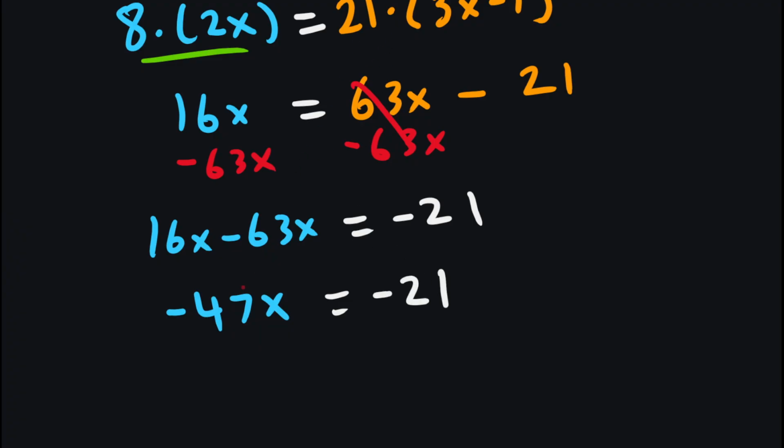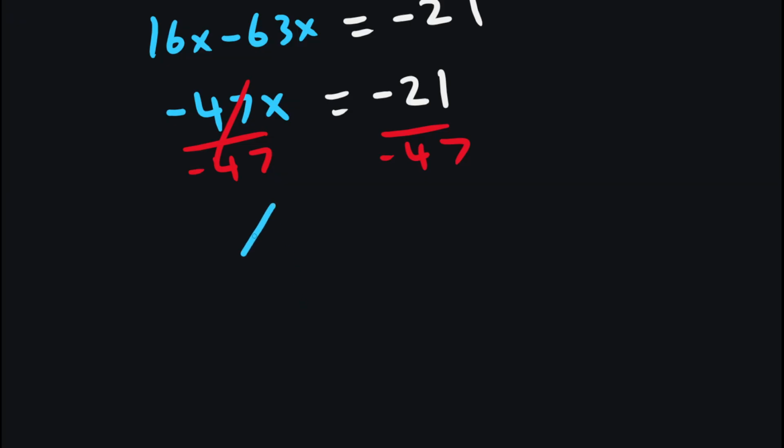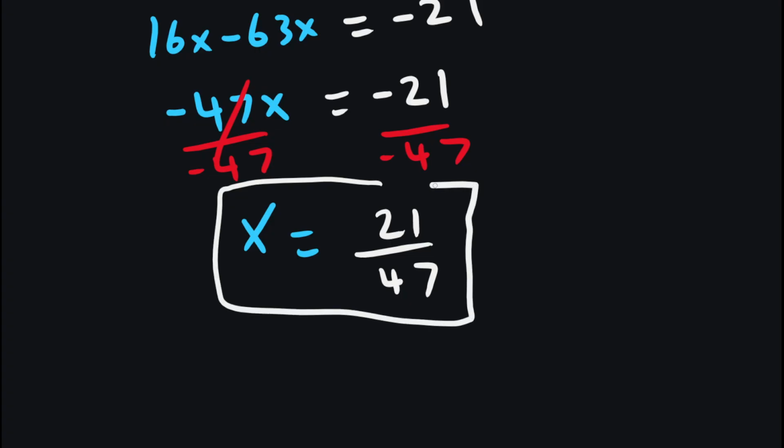Let's divide both sides by negative 47. We are left with x equals negative 21 over negative 47. But when we have a negative in the numerator and denominator, we can cancel both out, since a negative divided by a negative is a positive anyway. So this is the same as 21 over 47. That is what x equals, and that's our final answer.